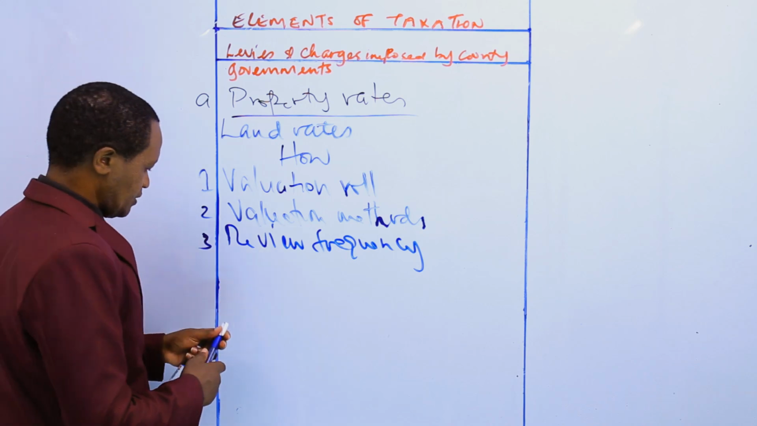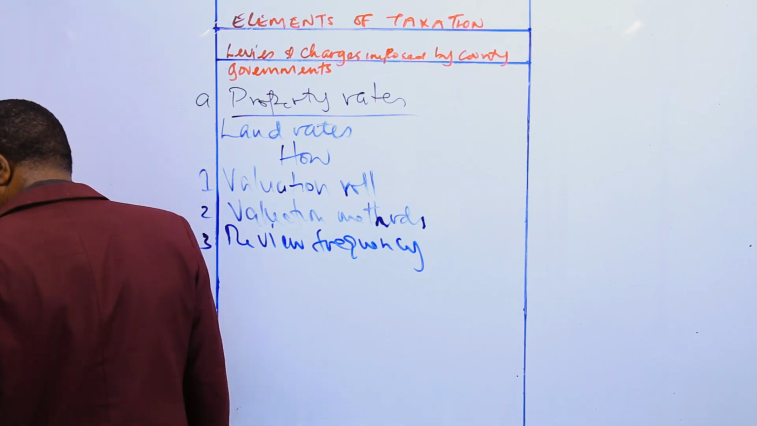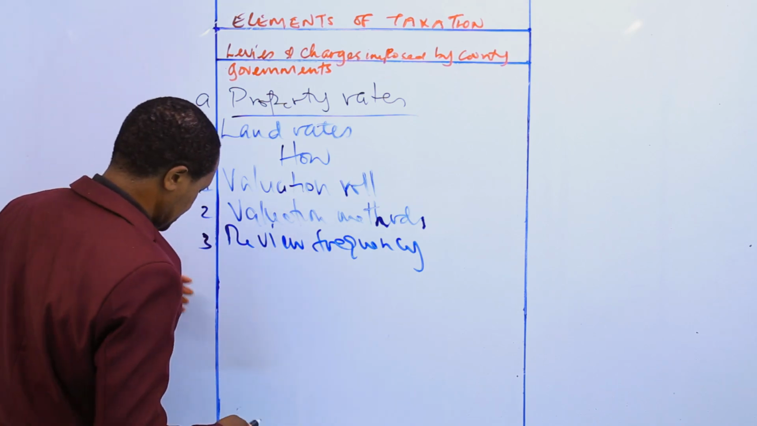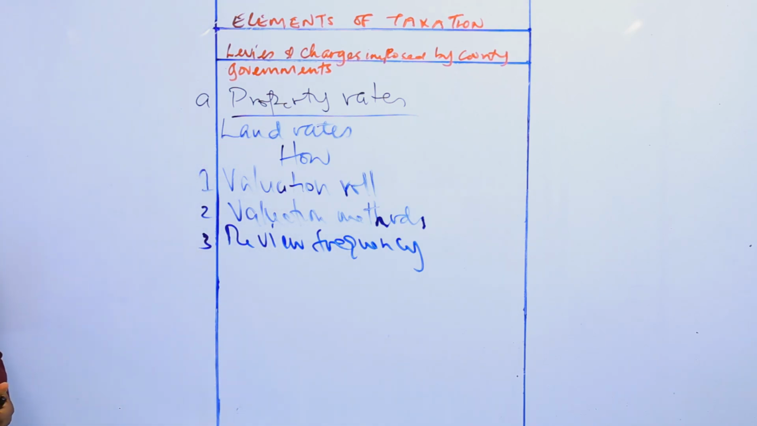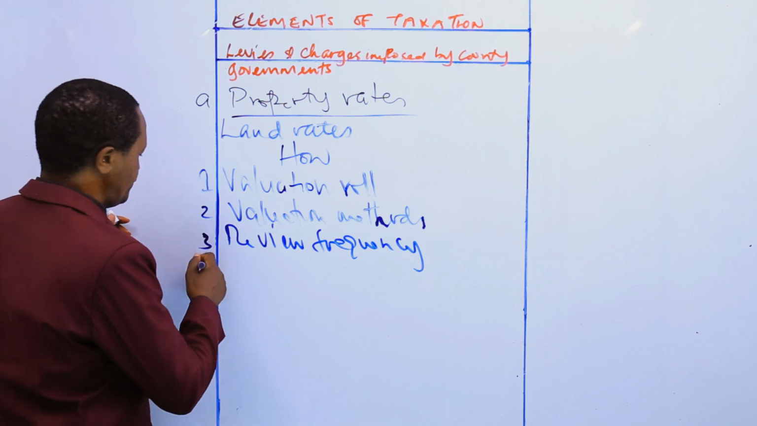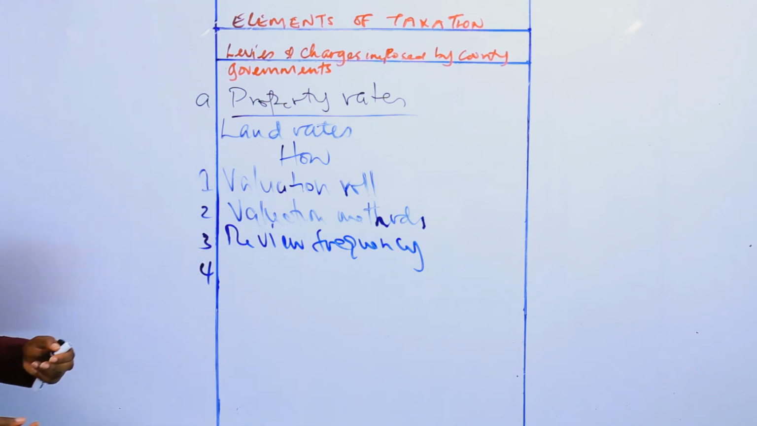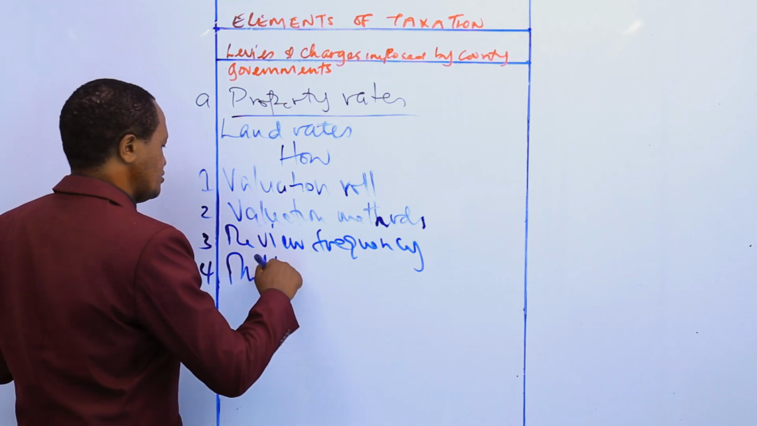So this valuation roll has to be reviewed after every 5 years. That is in accordance with the act known as the National Rating Act. The fourth point is public participation.